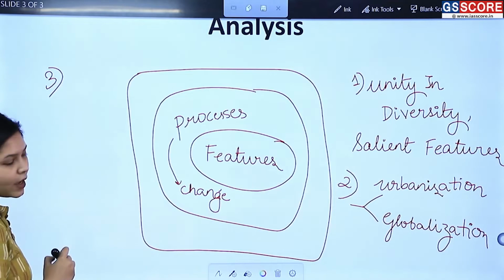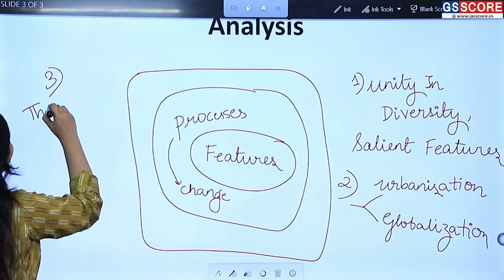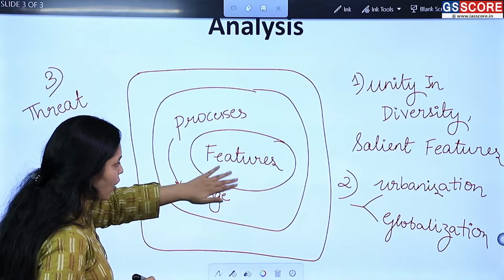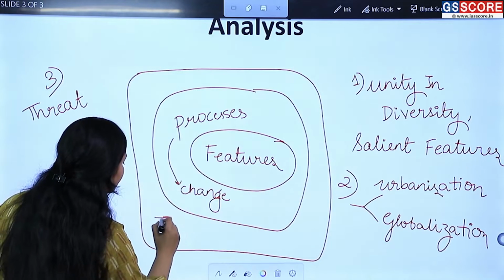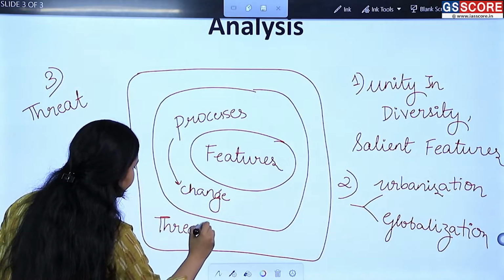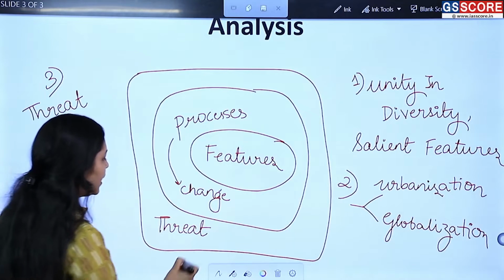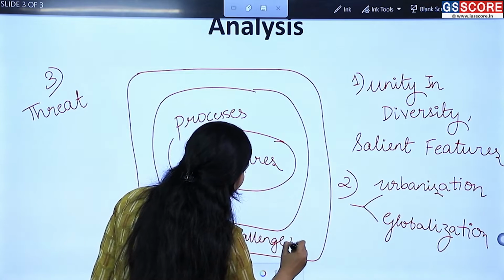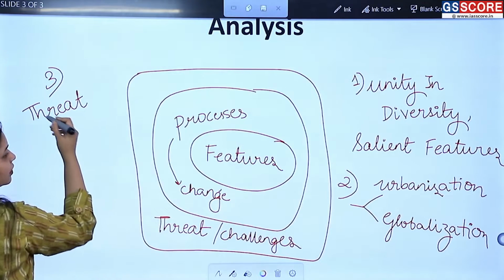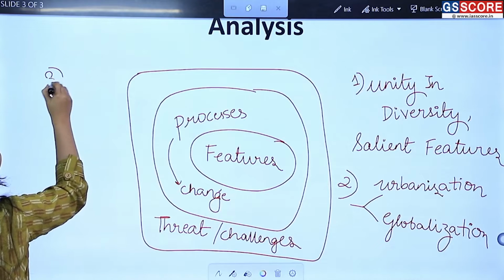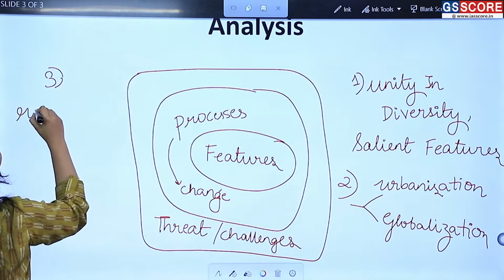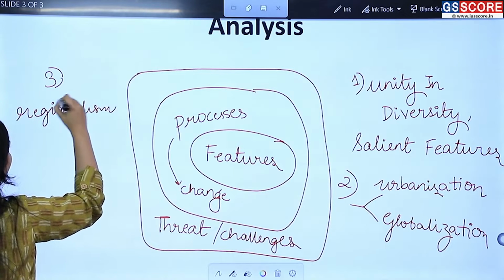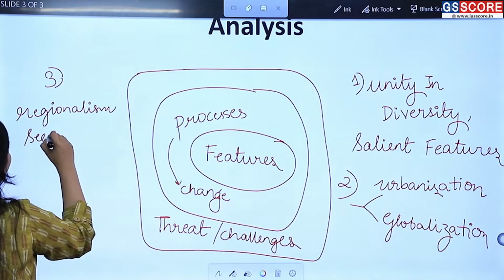Okay. Then we can look at what is the threat to the society because of this transition and how the original features are under threat. Threat or challenges to the unity of the nation. Okay. In terms of threat, what we can look at is the problem of regionalism, secularism and communalism.